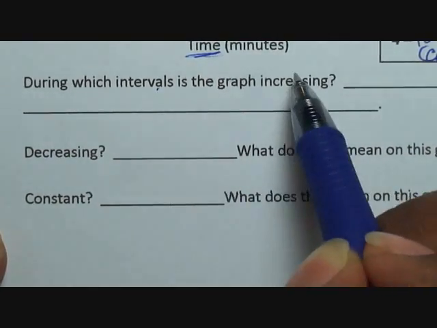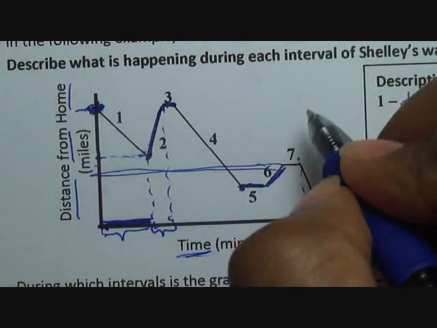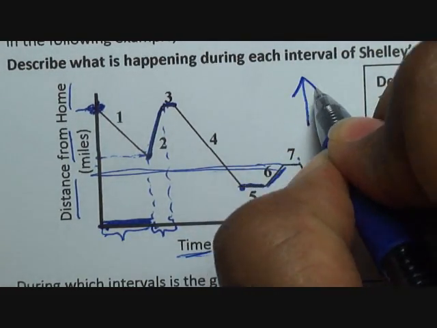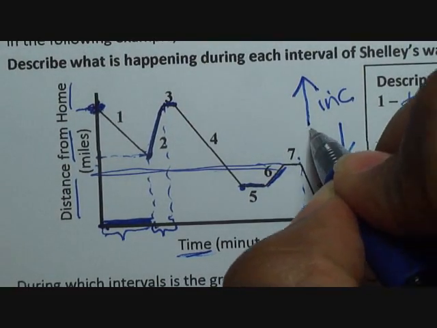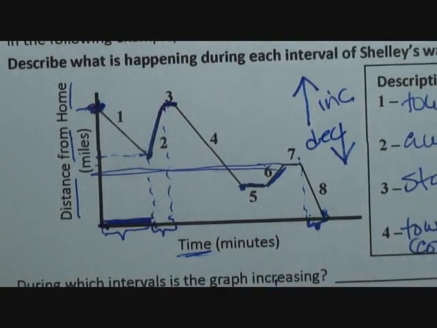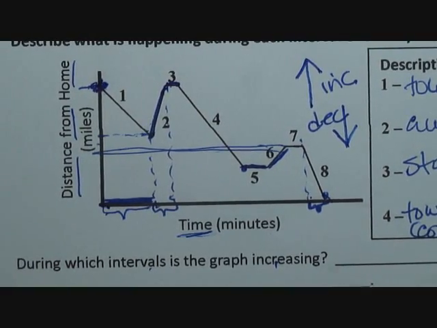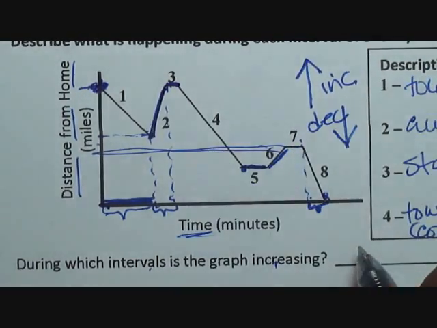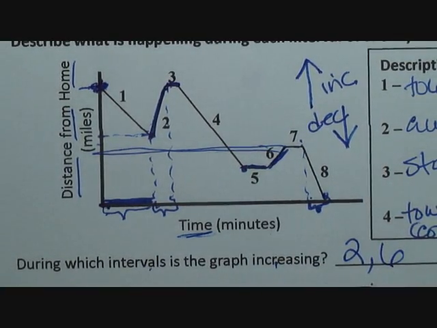During which interval is the graph increasing? Let me explain what increasing is. Anytime we're going up, that's increasing. Anytime we're going the direction of down, that's decreasing. So during which intervals is the graph increasing? I see that it's increasing here, which is interval 2, and again here in interval 6.